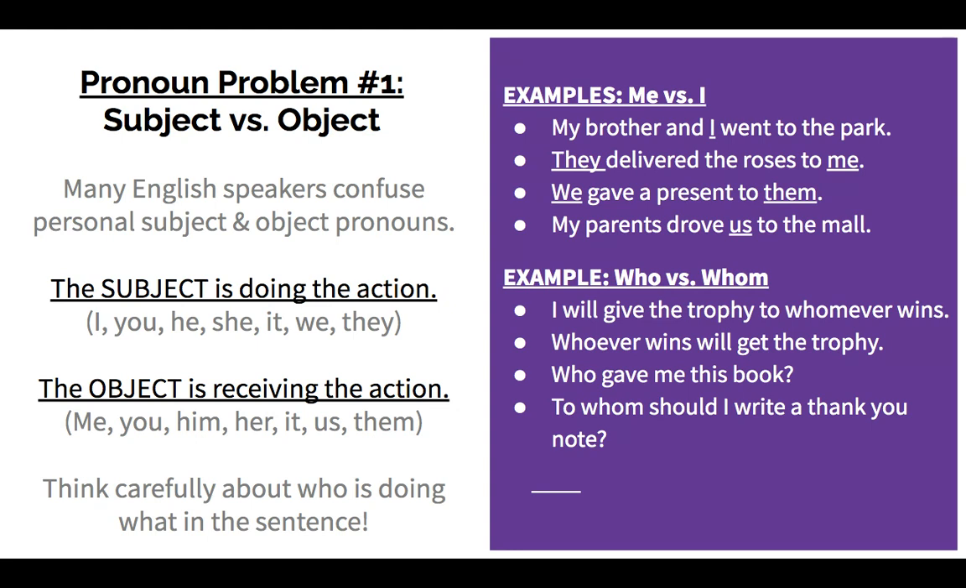A trick that I learned a long time ago, and I tell my students, and it might help you, is if you can replace the whomever or the whom with him, they both end in that M sound, then it would be considered an object. So I will give the trophy to him. That would work, right? It still makes grammatical sense. So if you don't know exactly who it is, you say whomever.